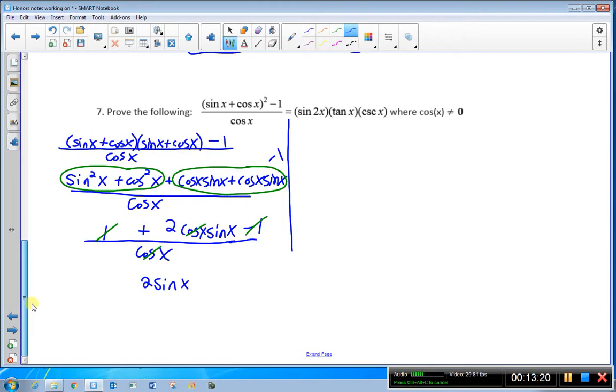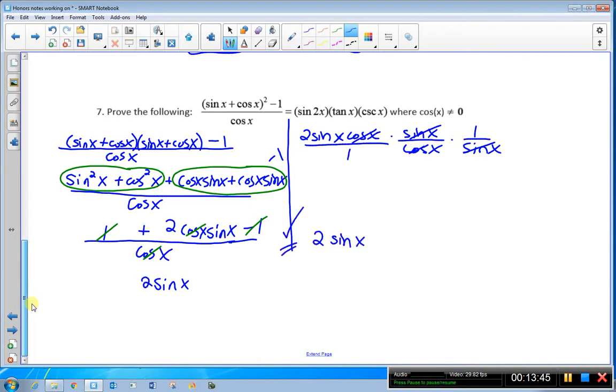So the sine of 2x we had a formula for. That is 2 sine x cosine x. That was the one when we did the sine of 2u. And then tan is sine x over cosine x. And cosecant is 1 over sine x. So I can cancel those. And I can cancel those, leaving me with 2 sine x. And there's my proof.